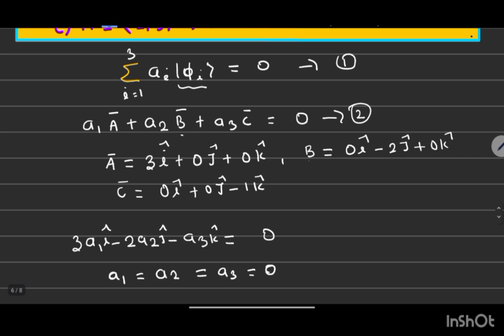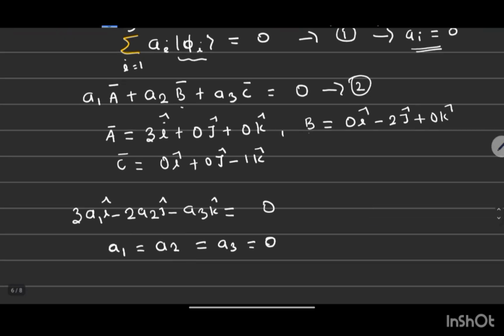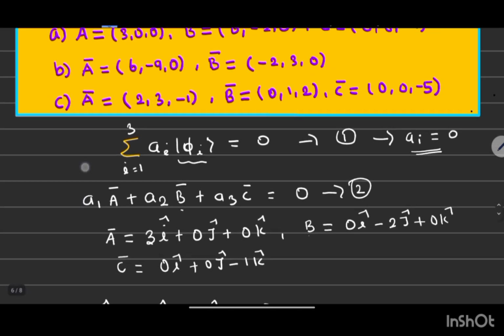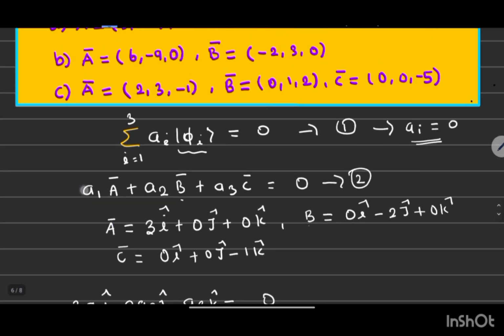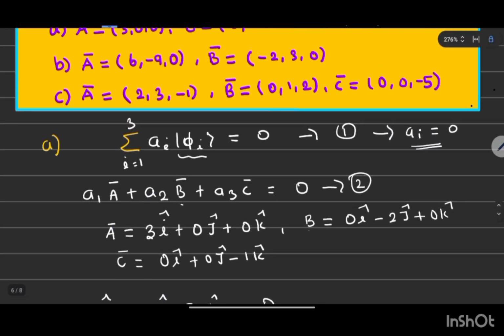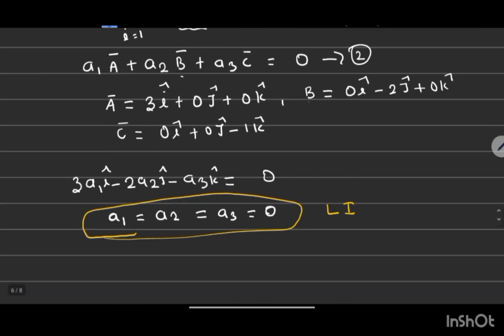So if the solution of equation 1 turns out to be that all the ai's are 0, then the vector set you consider is a linearly independent set of vectors. From this discussion we know the given set of vectors in sub question A are all linearly independent of each other. Okay, let's check this condition for the second case, question B.